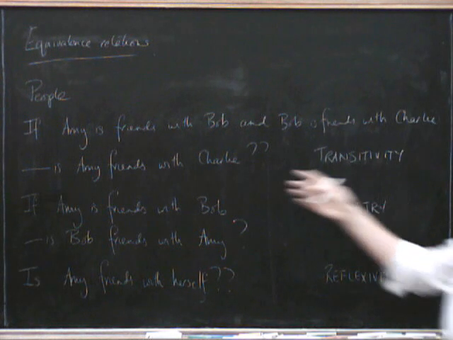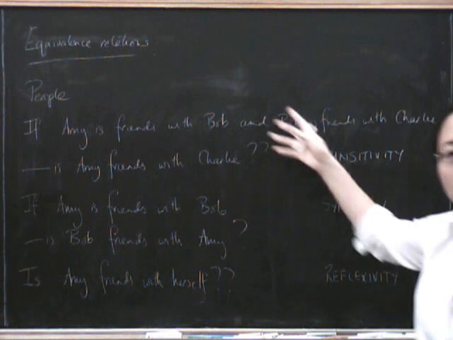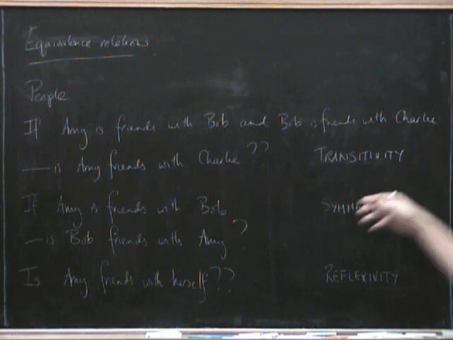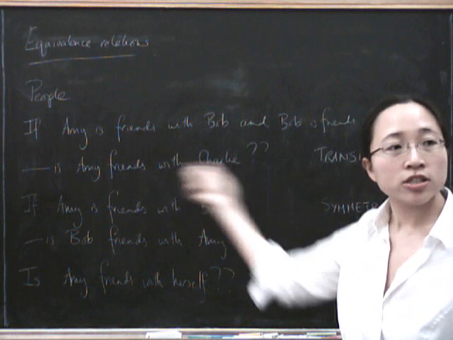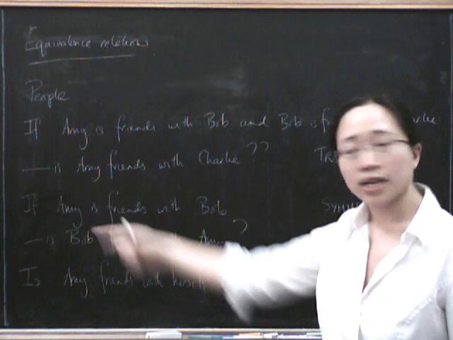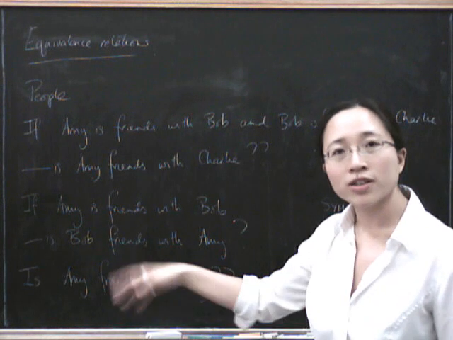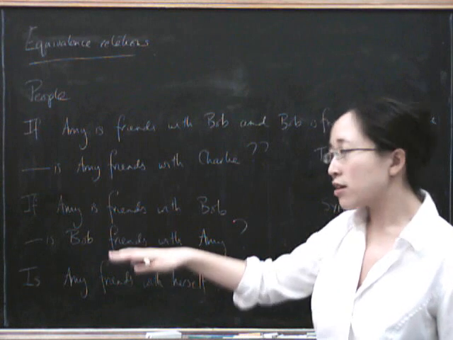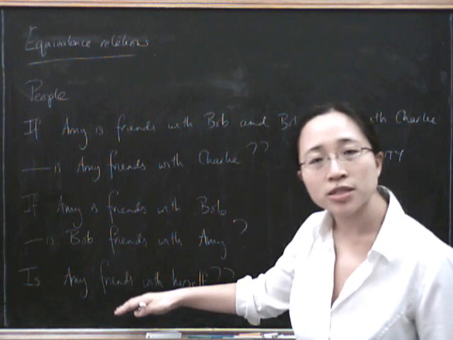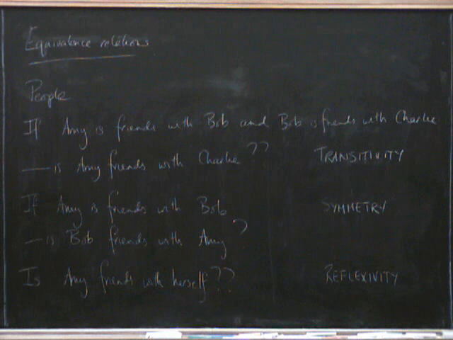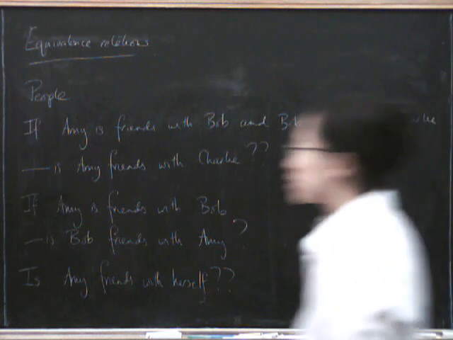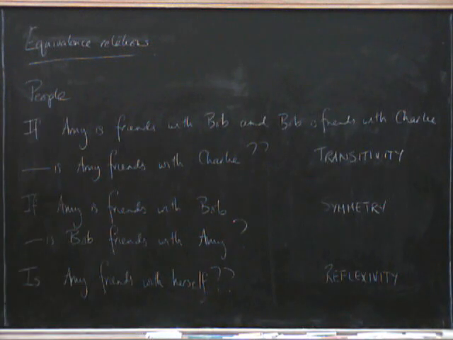So transitivity kind of means, does it transfer along chains of relations? Symmetry means, if the relation goes that way, does it necessarily go back again? And reflexivity means, does the relation hold on itself? Does everyone relate to themselves in that way? So let's think about another example. This was the friends example. Let's think about siblings.